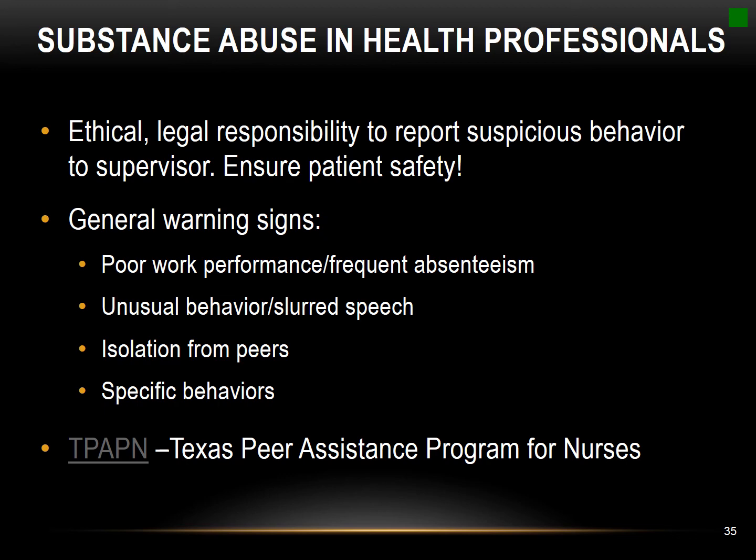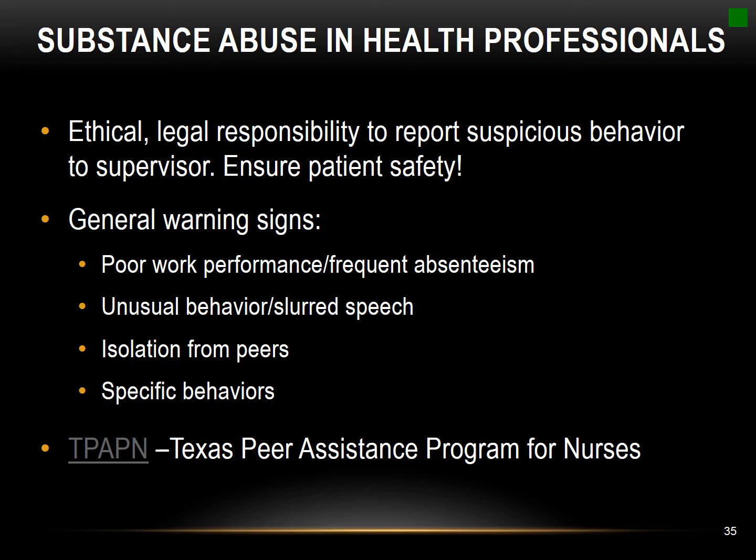General warning signs. Specific behaviors are things like incorrect drug counts and excessive wasting of controlled substances. Patients report ineffective pain relief with that particular nurse. That nurse seems to have a lot of damaged packaging, a lot of pharmacy errors, and they're always willing to go pick up the controlled substances. They may also be missing from work. Or they're there, but they're in the bathroom an awful lot.